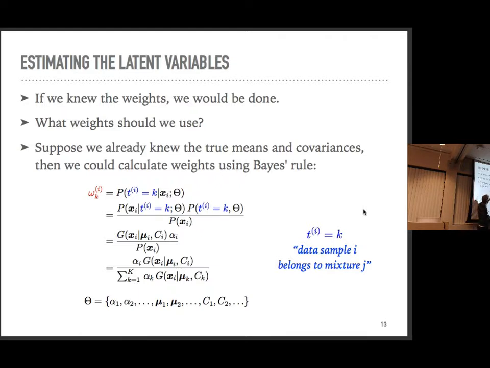I don't want to go through all of the algebra, but in the end, you just get a nice intuitive expression. It basically just says you plug in the data point we care about, you plug it into the Gaussian that we care about. It should be k, sorry. And then you just normalize over the probability that it could belong to any of them.